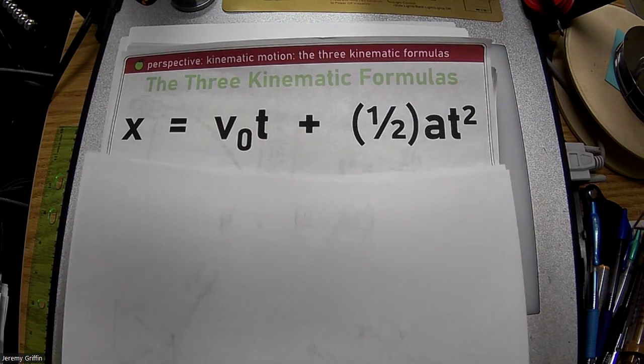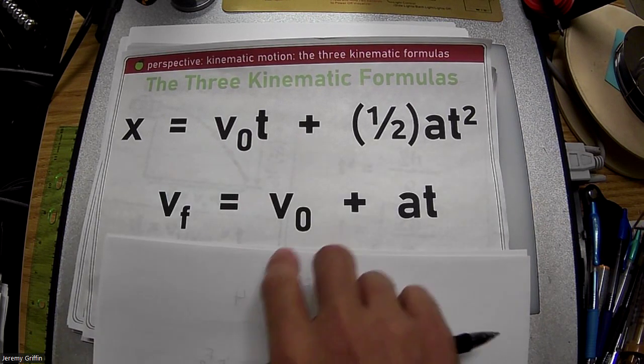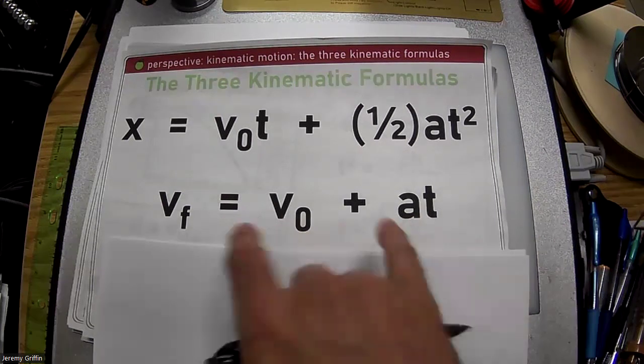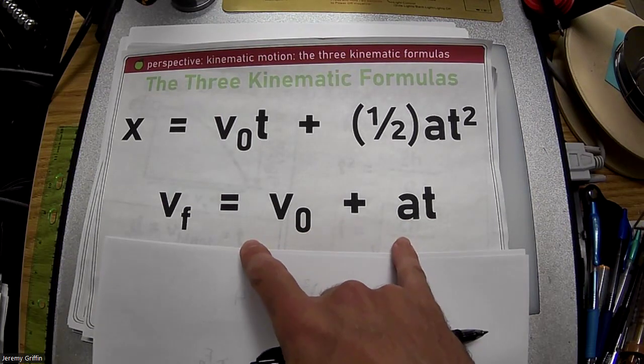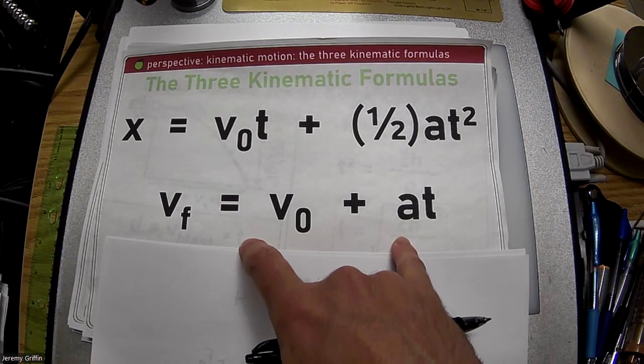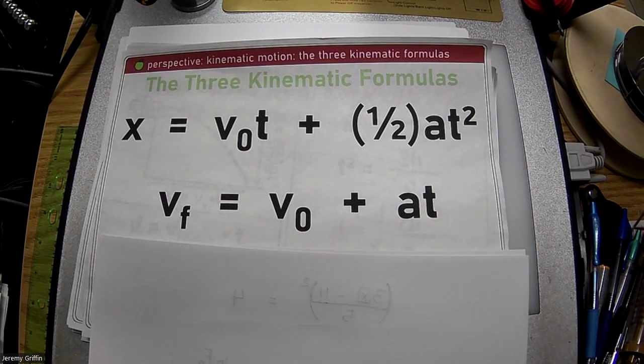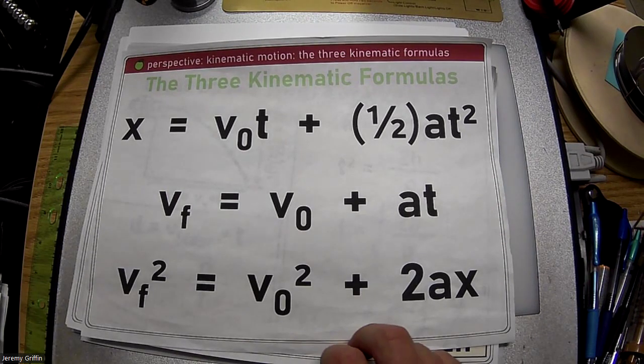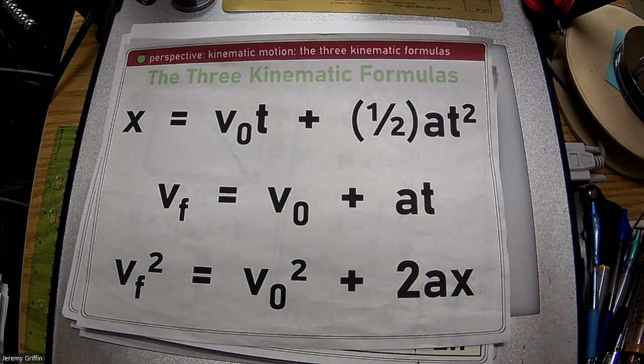Here's final velocity equals initial velocity plus acceleration times time. So this is speed as a function of time, right? And isn't that third one speed as a function of distance? Or I should say velocity as a function of displacement. Good.